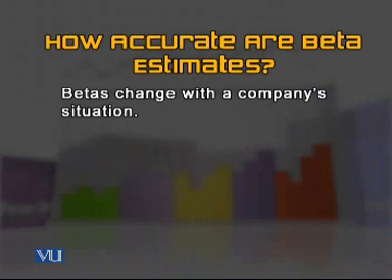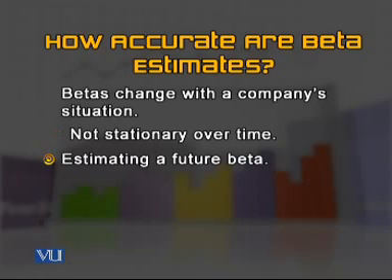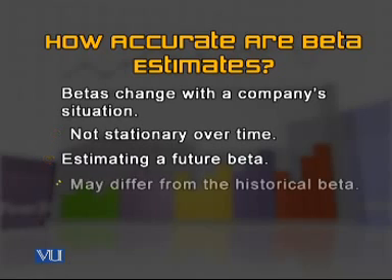Betas change. Remember, betas are not constant. Betas will change with the company's situation. Betas are not stationary over time. Betas are volatile and will depend on the company's performance. So when estimating a future beta, we must understand there may be a difference from the historical data. The betas we estimate may differ from estimates based on the historical data provided to us.